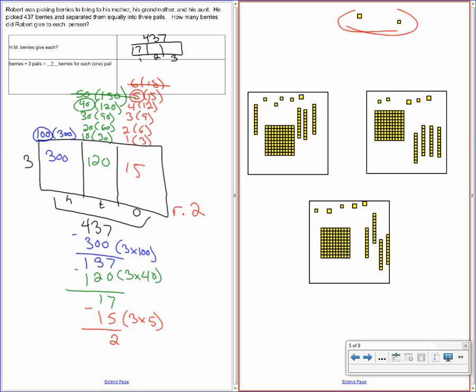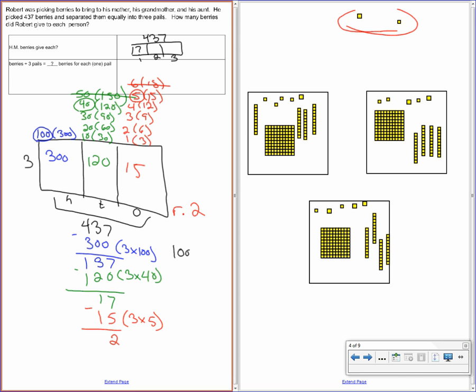Now let's go back and look at our problem and see if that makes a difference. So I take my 437 berries, and I divide them into the 3 pails. Each person would get 100 plus 40 plus 5, so that's 145 berries. And there's 2 left over. Who gets those 2? Should I divide them? Nobody wants part of a berry. So I think Robert should just eat them. So our remainder doesn't actually make a difference in this one. Our answer is just going to be 145.